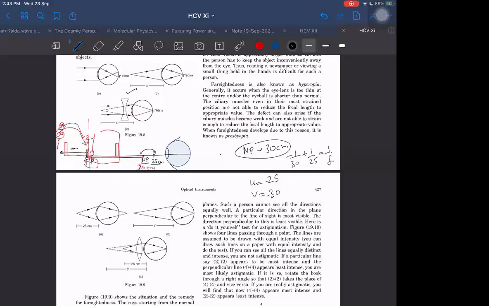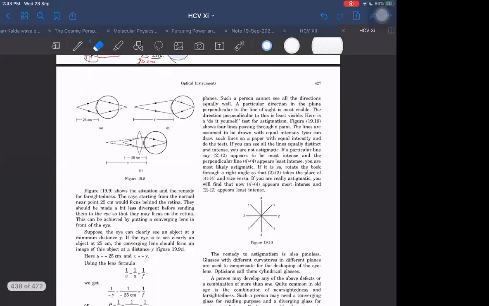We can see, 6, 5, 1 by 150. F is 150 centimeters, which is coming out to be 1.5 meters. Means we can obtain it also. It is simple, I think, so you can do it, right? Next.